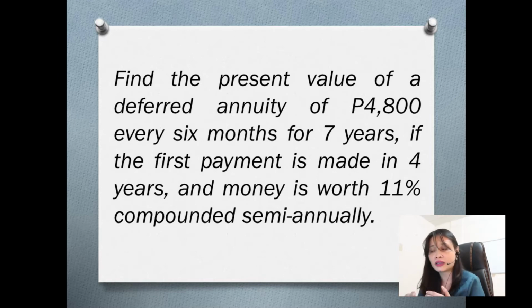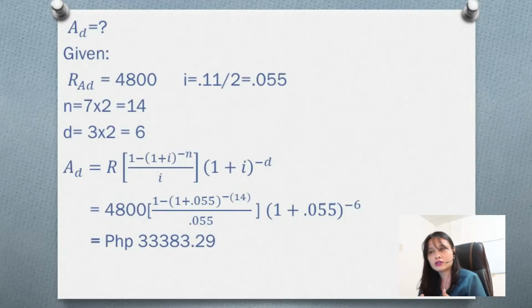Now, what are the given? Okay, so first we need to identify the given. So we do have a regular payment, 4,800. Your periodic rate, that would be 0.11 divided by 2. How do you get that? Rate over M. So that would be 0.055. Next, what about your number of payments? That would be 7 times 2, so you do have 14.